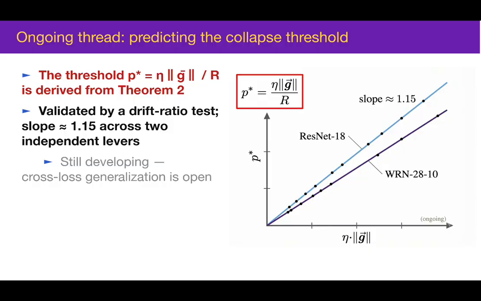Then there is also a newer thread that I'm still working on. I found that the threshold p star can actually be predicted with this simple formula derived from Theorem 2, from quantities I can measure while the model is running, and this fits really well. The slope is about 1.15 across two different settings, but it is still developing, so it does not fully generalize to other loss types yet. But I think it looks promising.